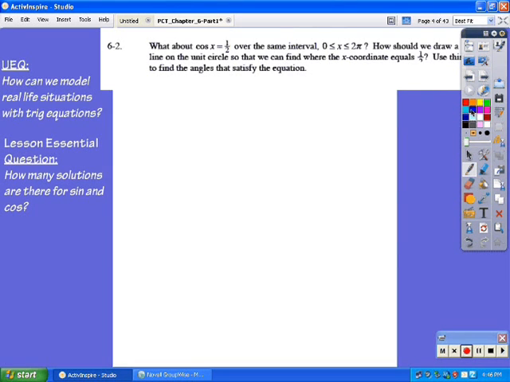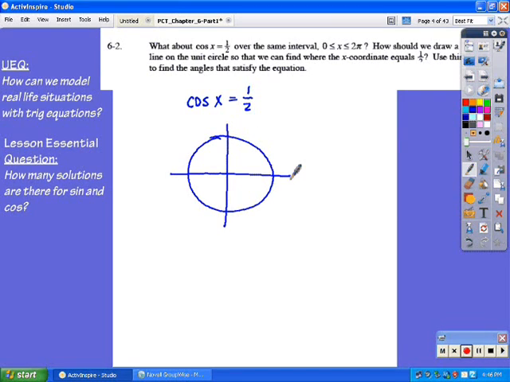So if I'm talking about cosine of x equals 1/2, they still want me to use the unit circle. But since I'm talking about cosine, I'm not going to draw a horizontal line anymore. I'm going to be drawing a vertical line, because now x has to equal 1/2, or the x value. So where is that the case?